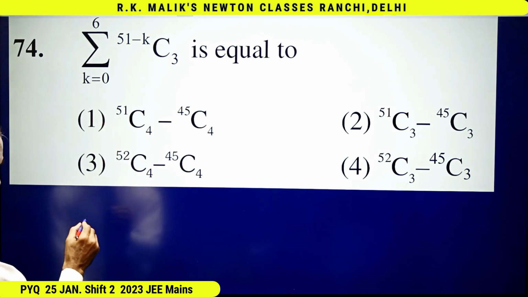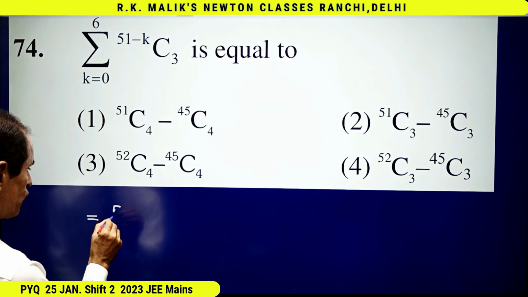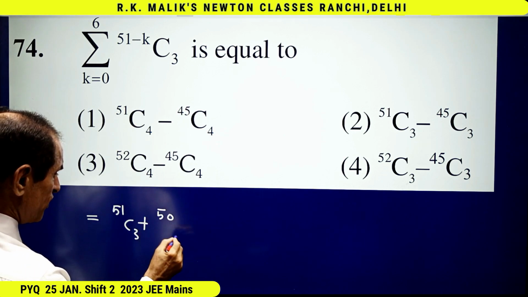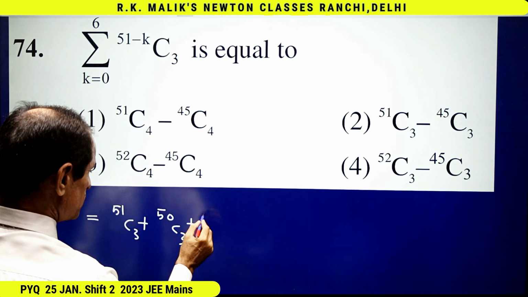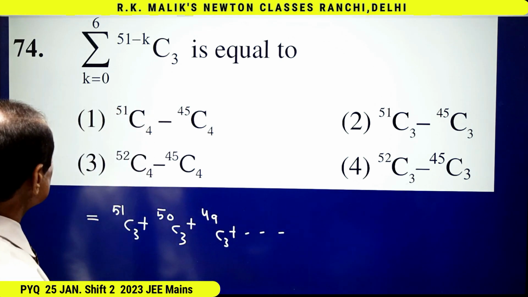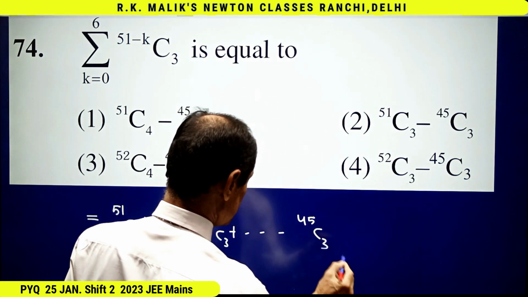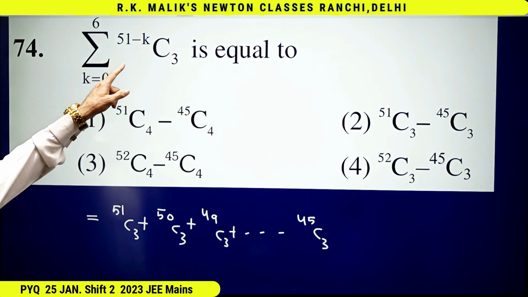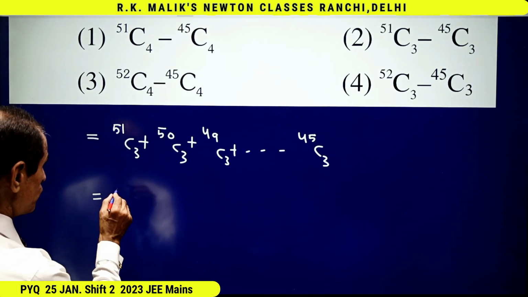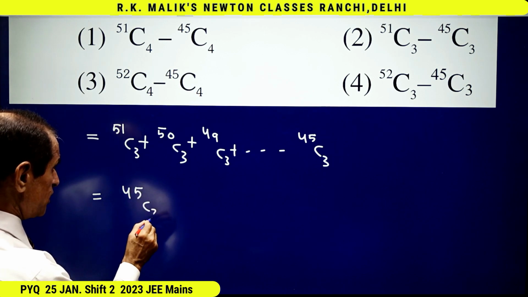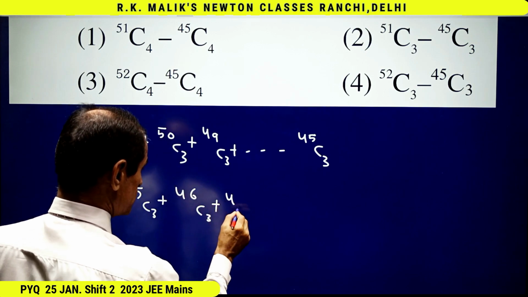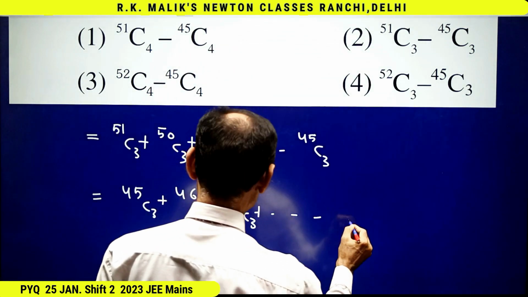It's clear that this is equal to 51C3 plus 50C3 plus 49C3 up to 45C3, taking k equal 0, 1, 2, 3, 4 up to 6. And if we write it in reverse order, we get 45C3 plus 46C3 plus 47C3 up to 51C3.